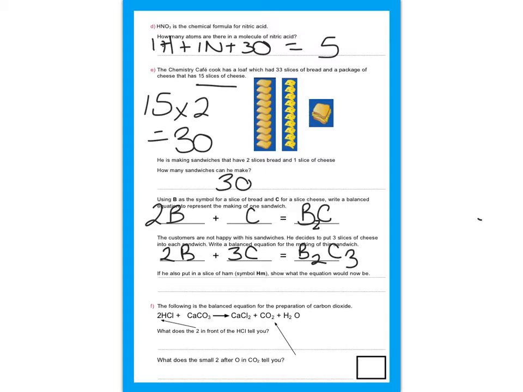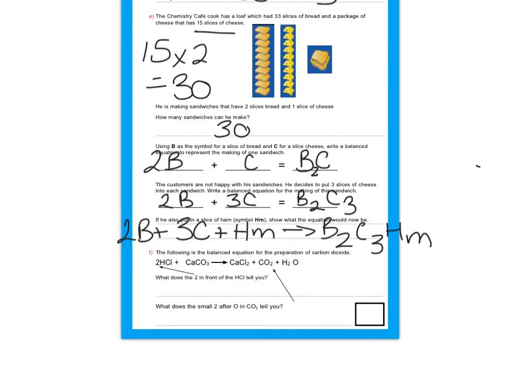If he also put in a slice of ham, what would the equation be now? So we would still have our 2 slices of bread. We'd have our 3 slices of cheese, but this time around we're including our ham. We'd get a sandwich that looks like this, B2C3HM.